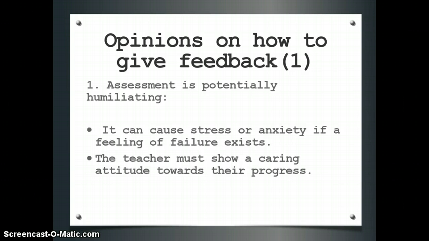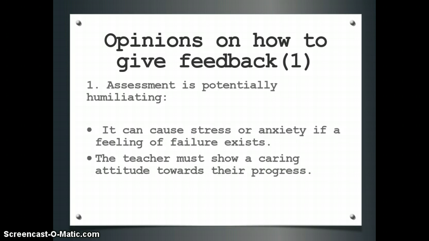So let's just take a quick look at those, hopefully debunk a few. The idea that assessment is potentially humiliating, yes, if done badly. And like I said previously, we've all been there. Teachers that seem to struggle with showing a caring side. Now, it's one thing to have a teacher in your own language who's not being particularly pleasant or very helpful, but when you're in a second language environment, then you are very sensitive to everything the teacher might give you.